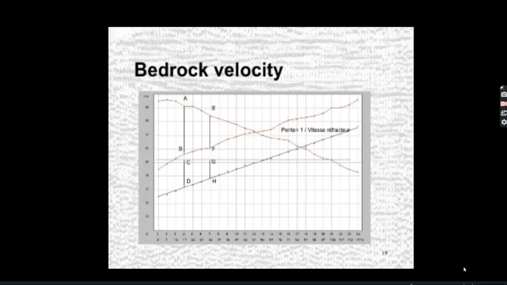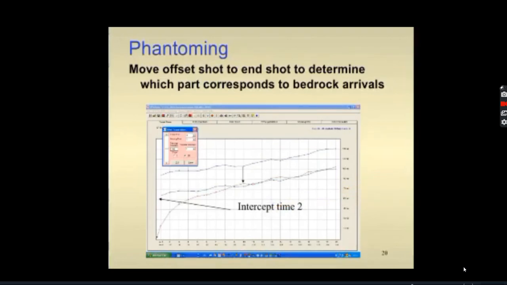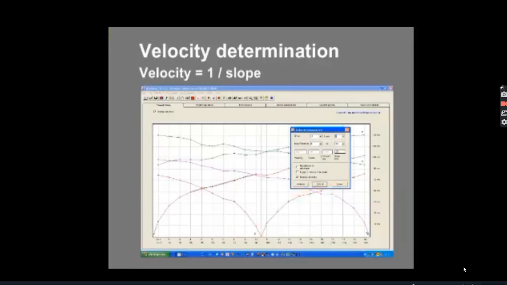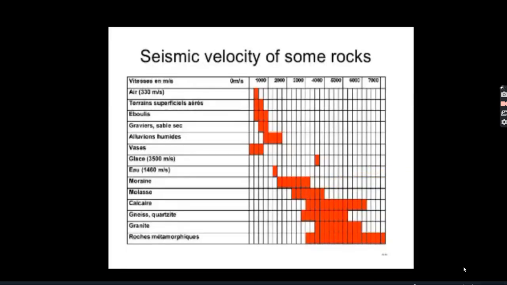This is a bedrock velocity example. Move the offset shot to the end shot and determine which part corresponds to bedrock arrivals. Velocity determination: velocity equals 1 over slope. Seismic velocity of some rocks.